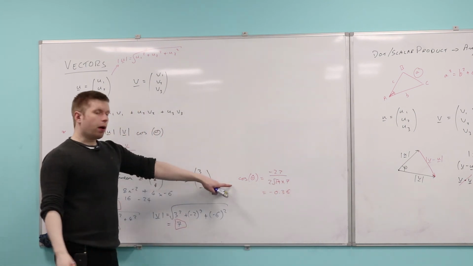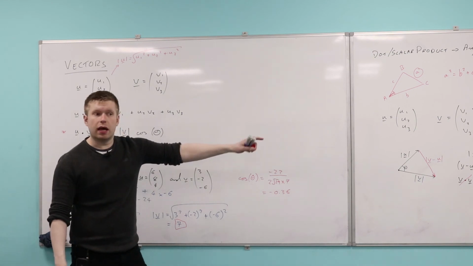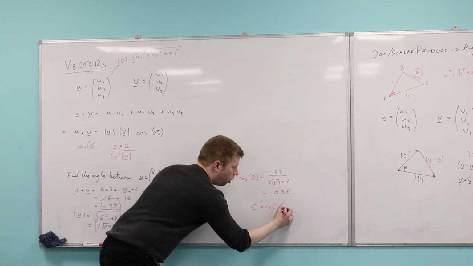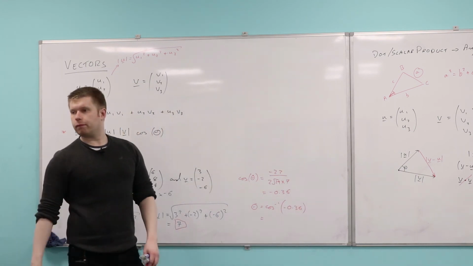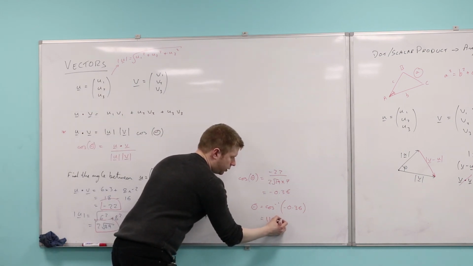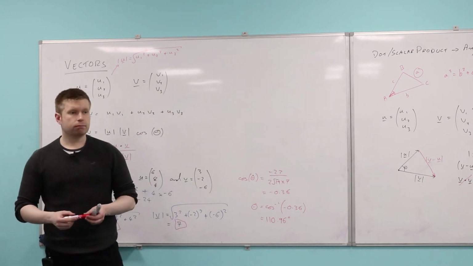Now remember, I don't want cos theta, I want theta. I want the angle between the two vectors. How would I find theta? Absolutely, take the cosine inverse of that negative 0.36. So what do we get? 110.96 degrees.